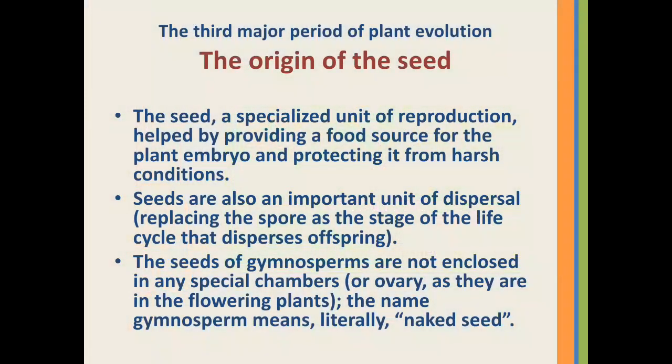The third major period of plant evolution, the origin of seeds. The seed, a specialized unit of reproduction, helps by providing a food source for the plant embryo and protecting it from harsh conditions. Seeds are also an important unit of dispersal. The seeds of gymnosperms are not enclosed in any special chamber. The name gymnosperm means literally naked seed.